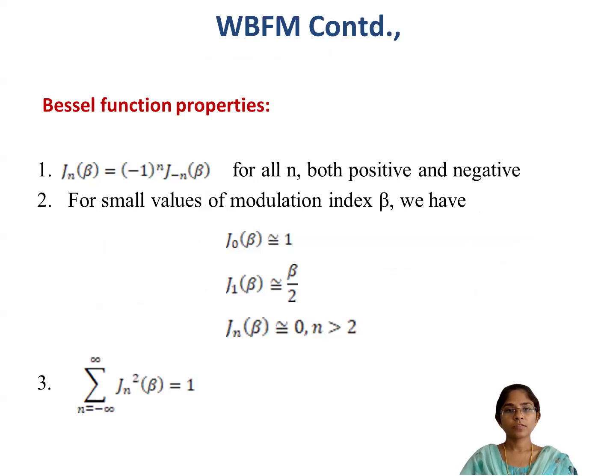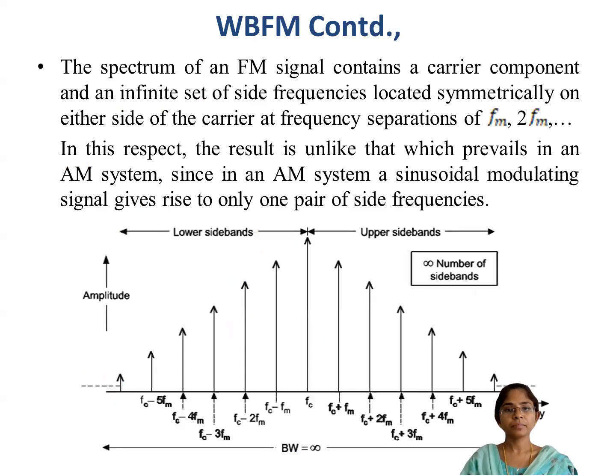So coming to the properties of Bessel functions, we will use certain properties of the Bessel function. Jn of beta is equal to minus 1 whole power n into J minus n of beta, for all n. For small values of modulation index, J0 of beta is equal to 1, J1 of beta is equal to beta by 2, and Jn of beta is equal to 0. And summation n equal to minus infinity to infinity, Jn squared of beta is equal to 1. So we will use these properties while calculating the bandwidth of wideband FM.